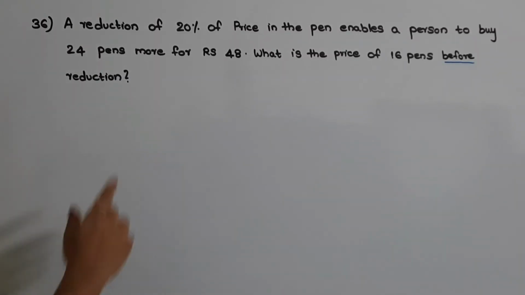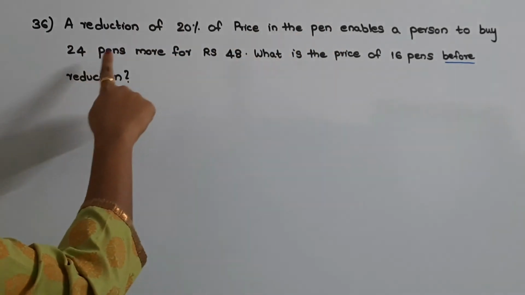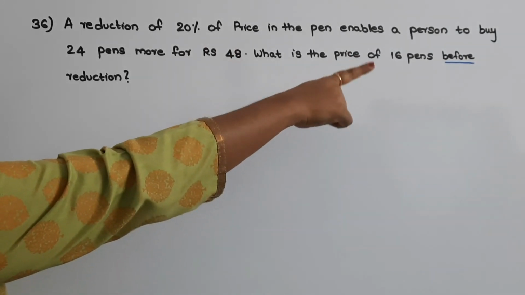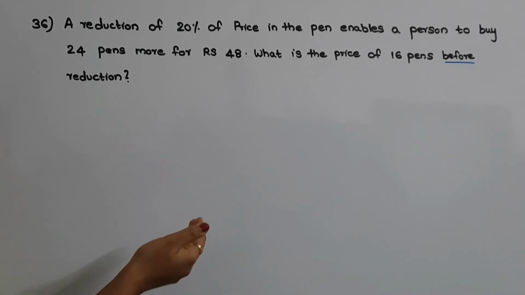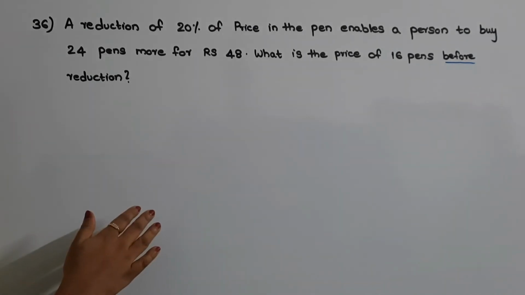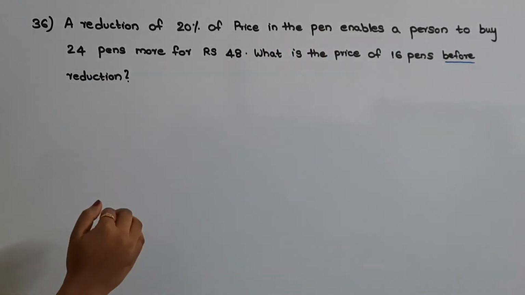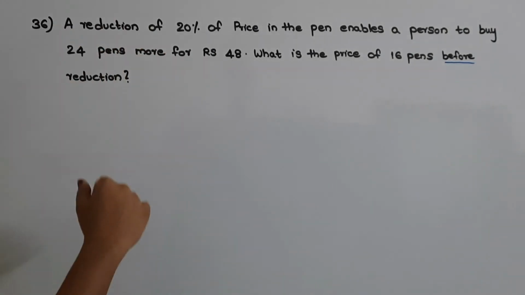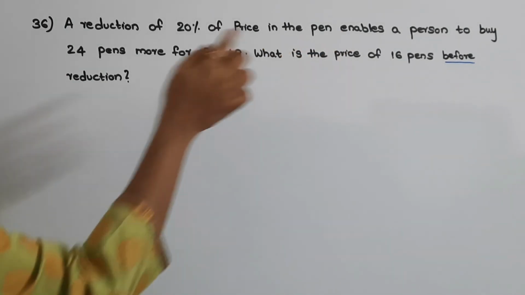The next question is: a reduction of 20% of price in the pen enables a person to buy 24 pens more for rupees 48. What is the price of 16 pens before reduction? So in this question they are telling that the price of the pen reduces by 20%. So after the reduction in the price of the pen, a person buys some pens for rupees 48. Then he can buy 24 pens more than before. So we need to find out the price of 16 pens before reduction.